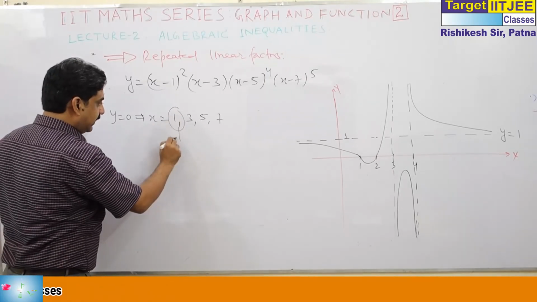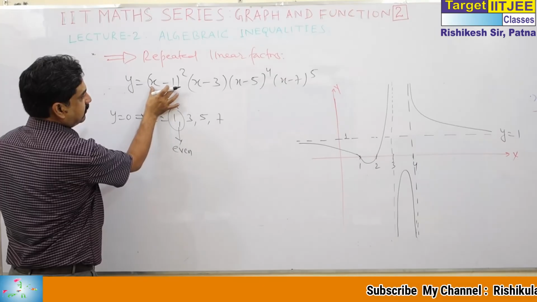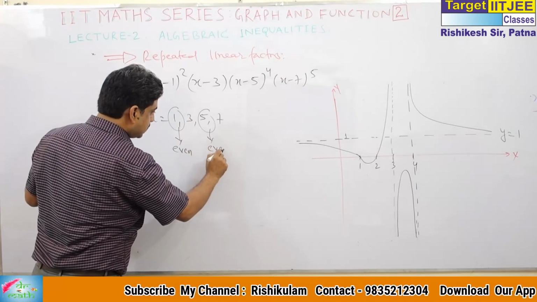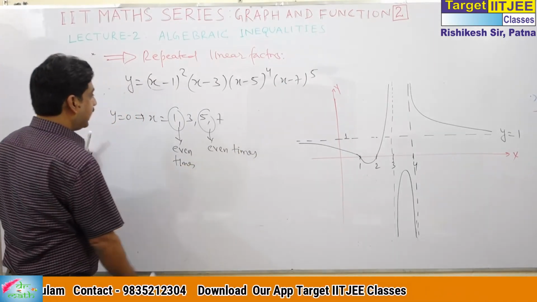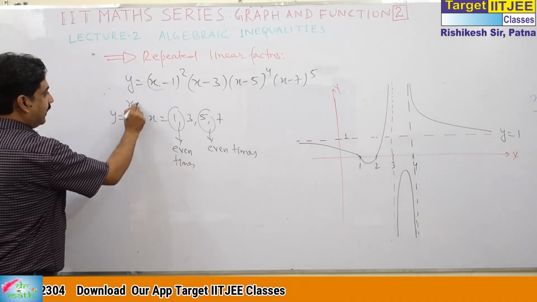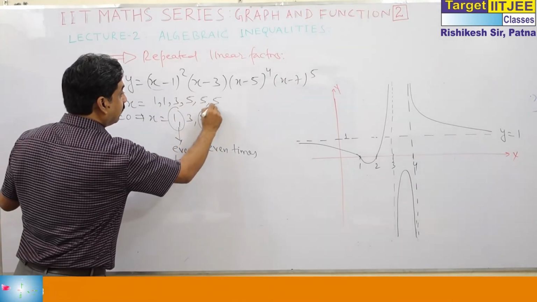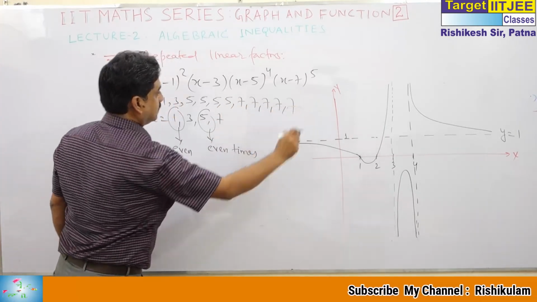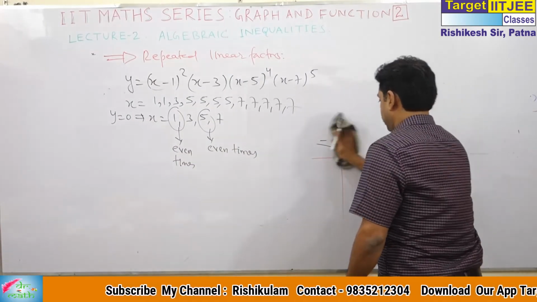But this one occurs even times. Actually there are two ones, x minus 1 twice. This 5 also occurs even times. If we write all the roots, we get x is equal to 1, 1, 3, 5, 5, 5, 5, 7, 7, 7, 7, 7. This is the even times.